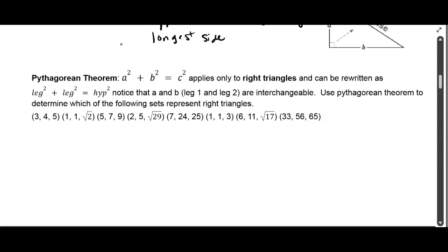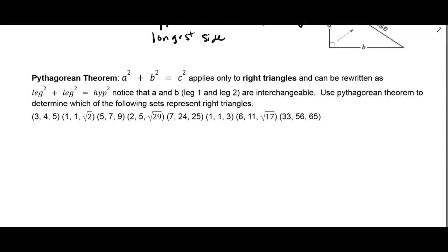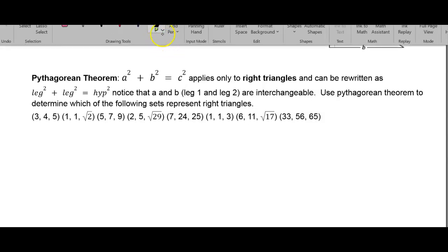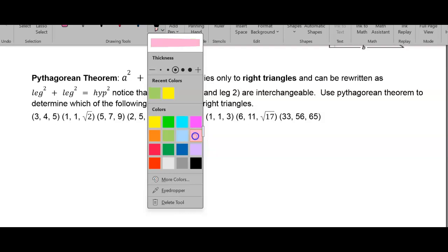So now we talk about the Pythagorean theorem. We've already talked about it briefly. A squared plus b squared equals c squared. Where, remember, I know it's a different color just so it's not confusing. So let's use P.